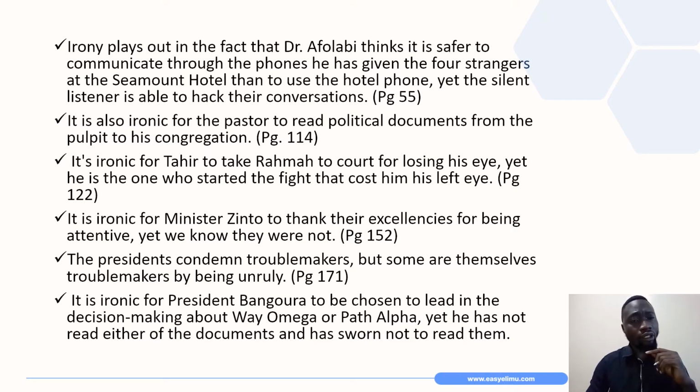It is also ironic for Tai to take Rama to court for losing his eye, yet he's the one who started the fight that cost him his left eye.